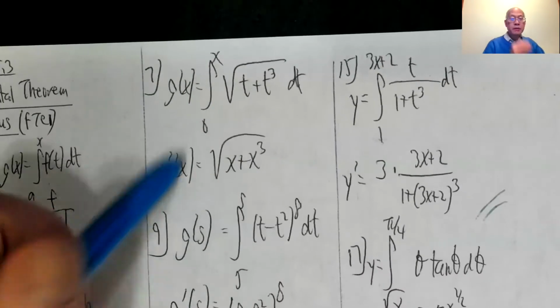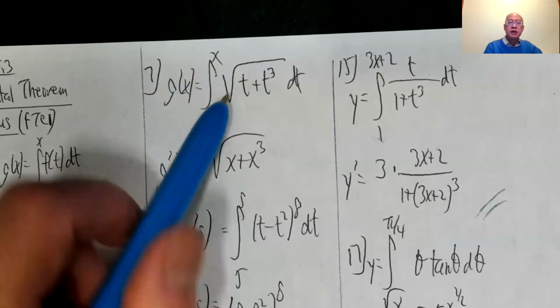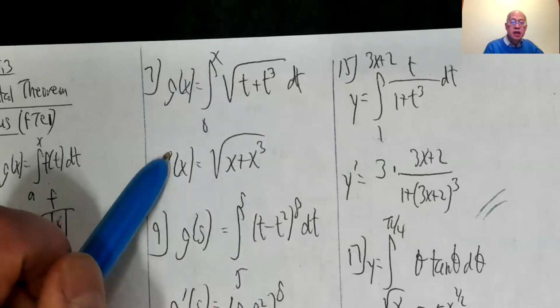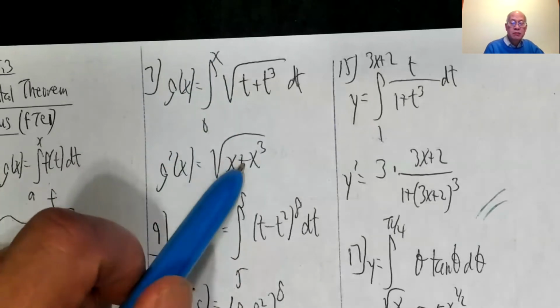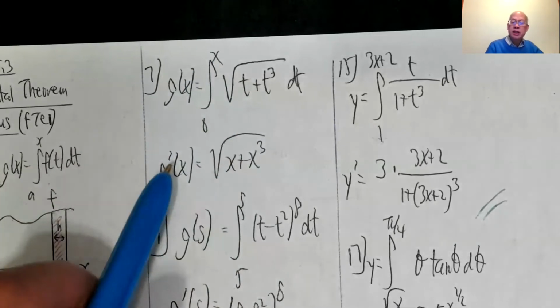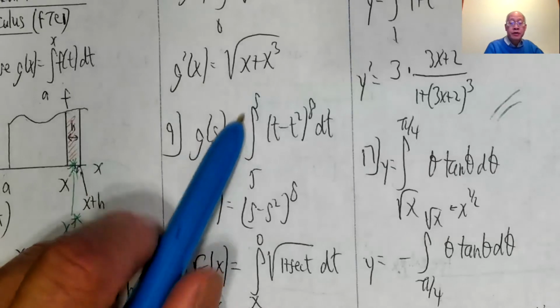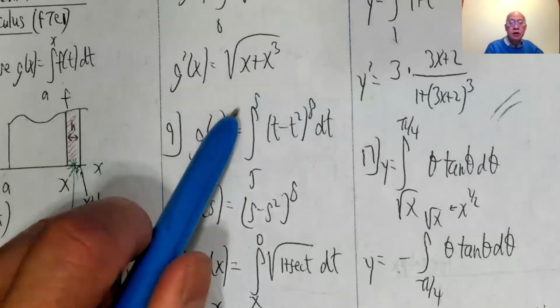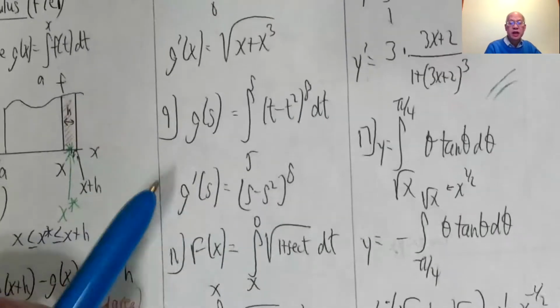Okay, so number 7, g of x is the integral from 0 to x of radical t plus t cubed dt. For g prime of x, all you have to do is replace the t's with x: square root of x plus x cubed. Don't actually integrate, don't actually differentiate, you just plug in. Number 9, g of s is this thing, constant here, variable here. Final answer, just put an s there: s minus s squared to the 8th power.